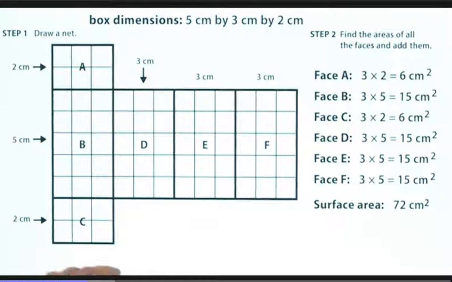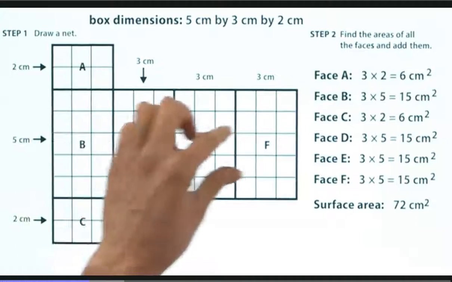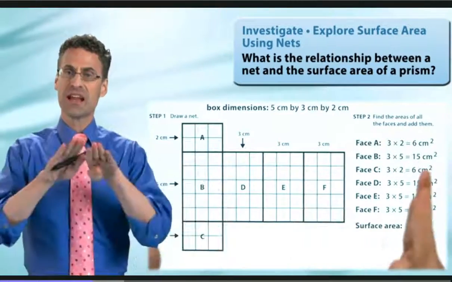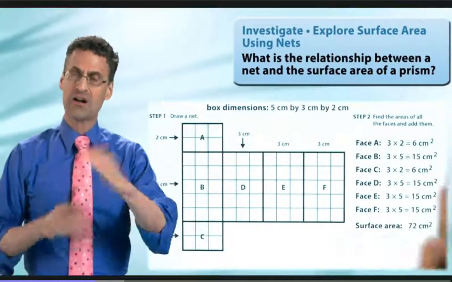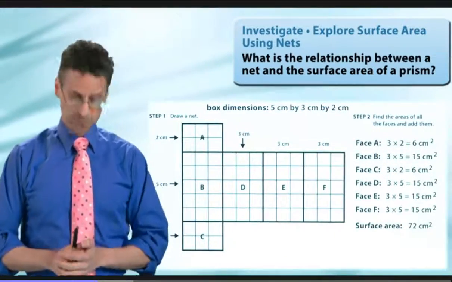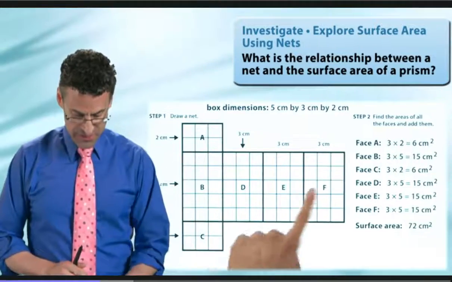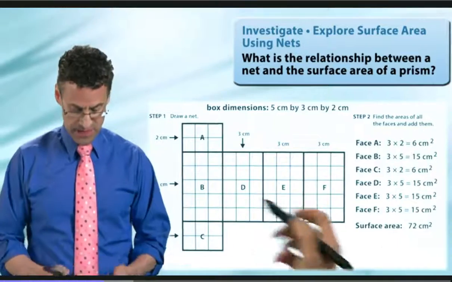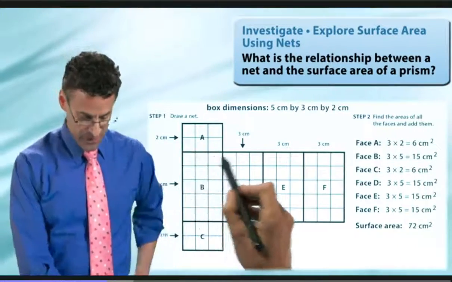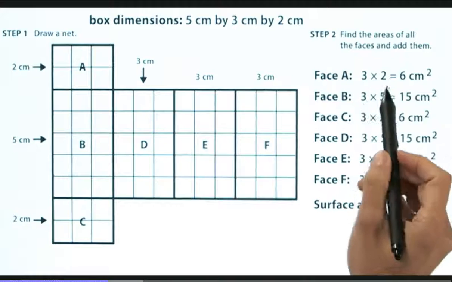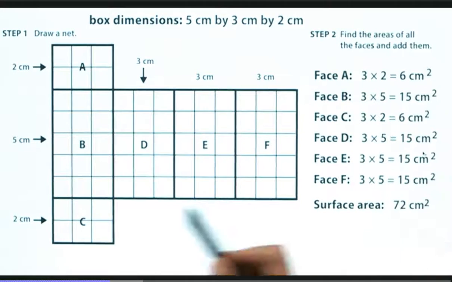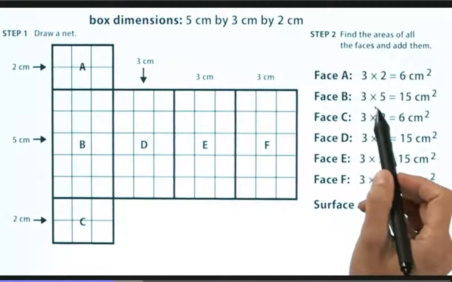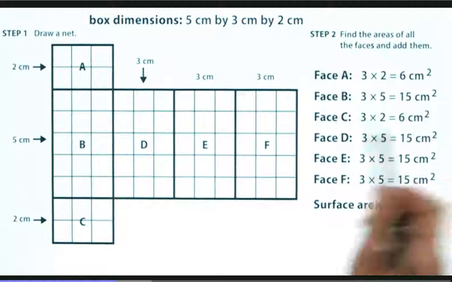And so what he did was he quickly found the area of each of these rectangles and added them up, because surface area just means the area of all the surfaces of a particular solid. In this case, they're all just rectangles. That's the face of every single part of the box is a rectangle. So face A, notice, is 3 by 2. So 3 times 2 is 6. These are all centimeters squared. B is 5 by 3. 5 times 3, or 3 times 5, is 15, so that's good.